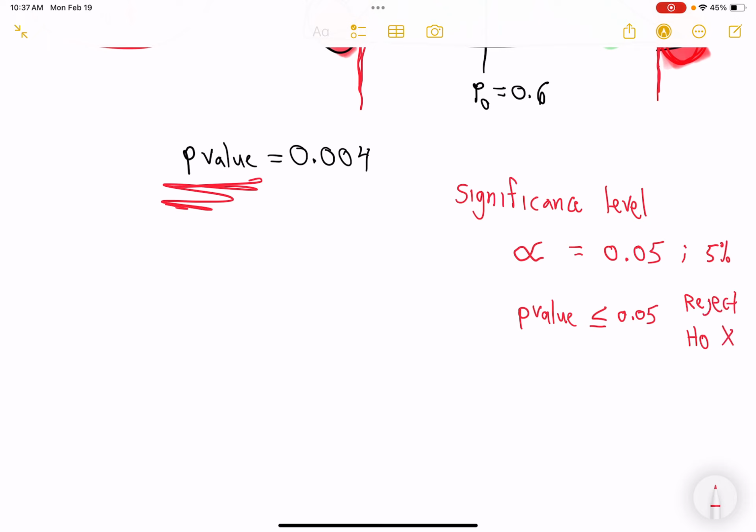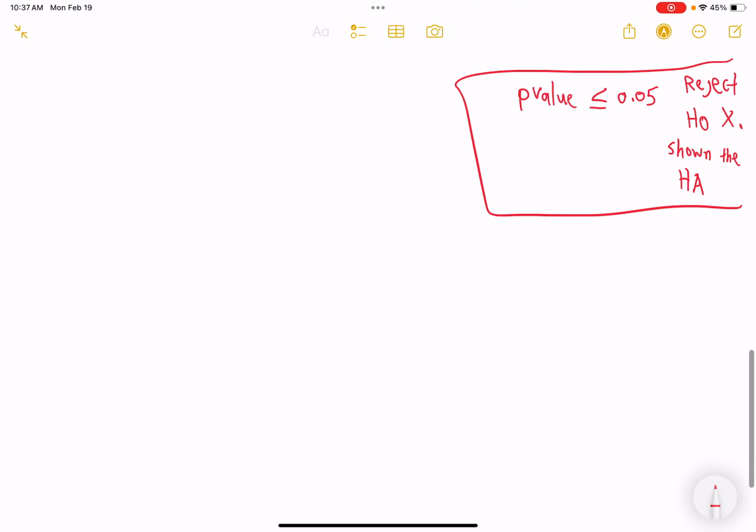Therefore, we have shown the alternate hypothesis to be viable. So that's option 1. Option 2 is that the p-value is greater than 0.05, 0.06, 0.1. In that case, you must accept the null hypothesis and reject the alternate hypothesis.